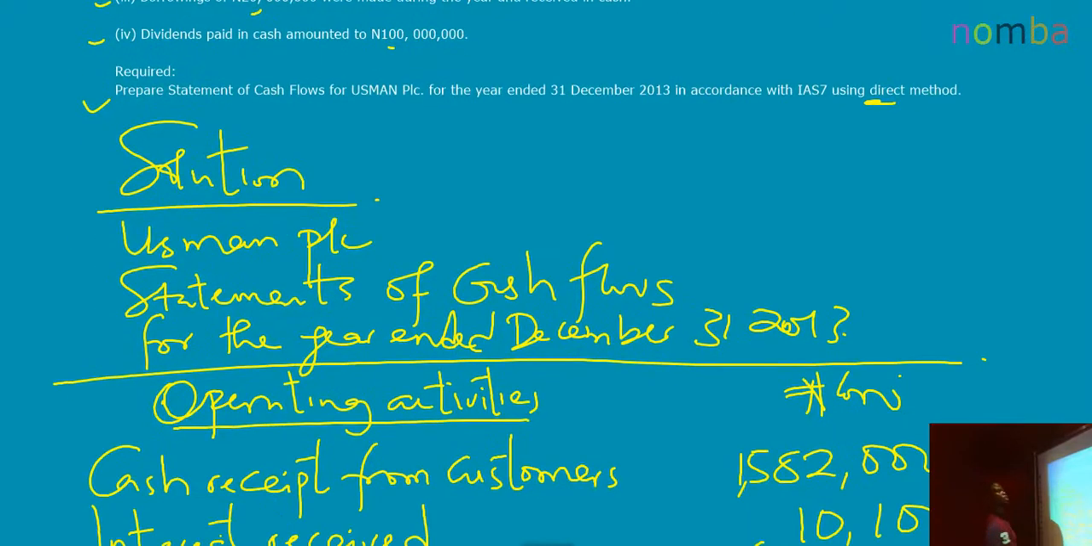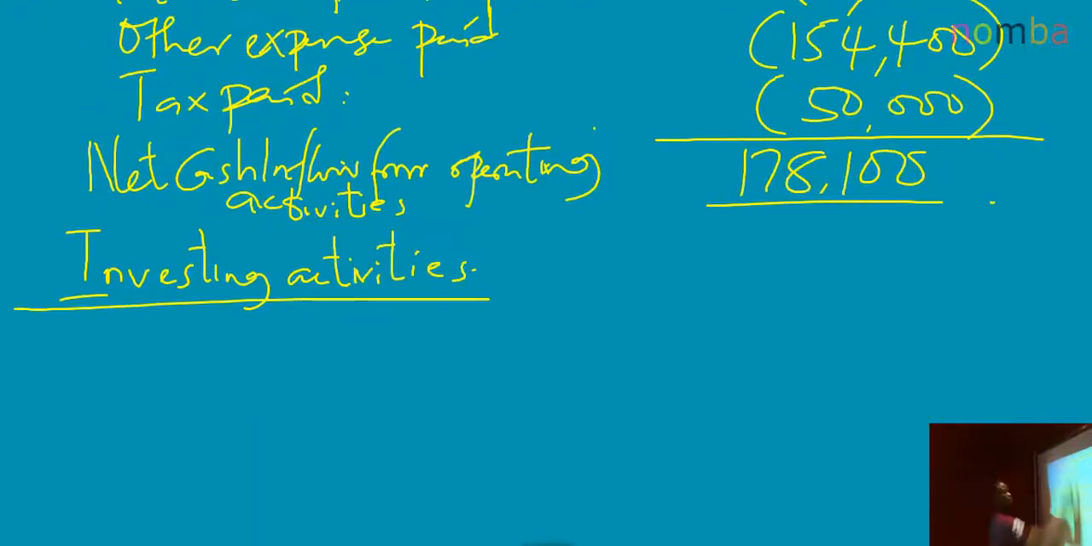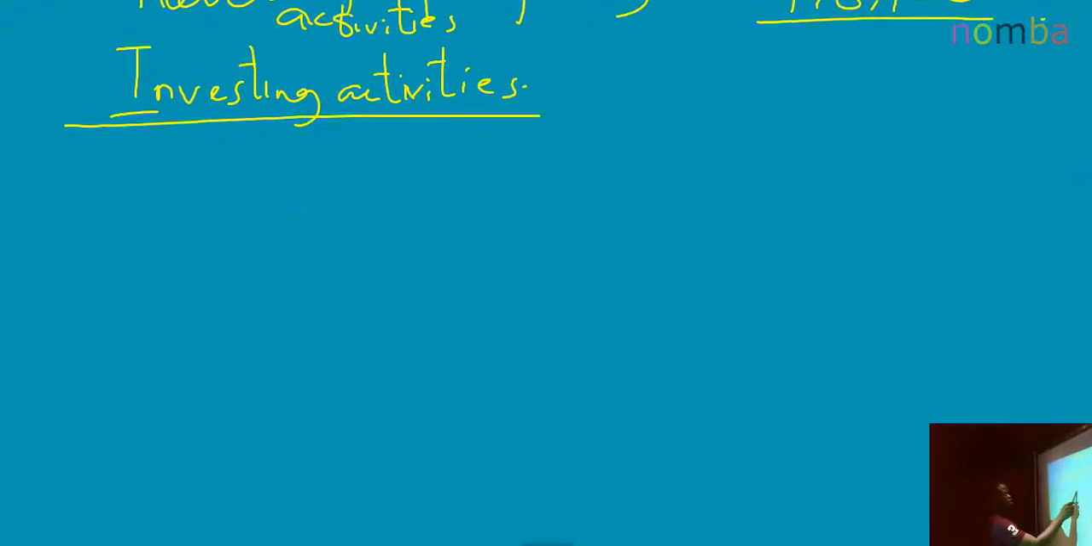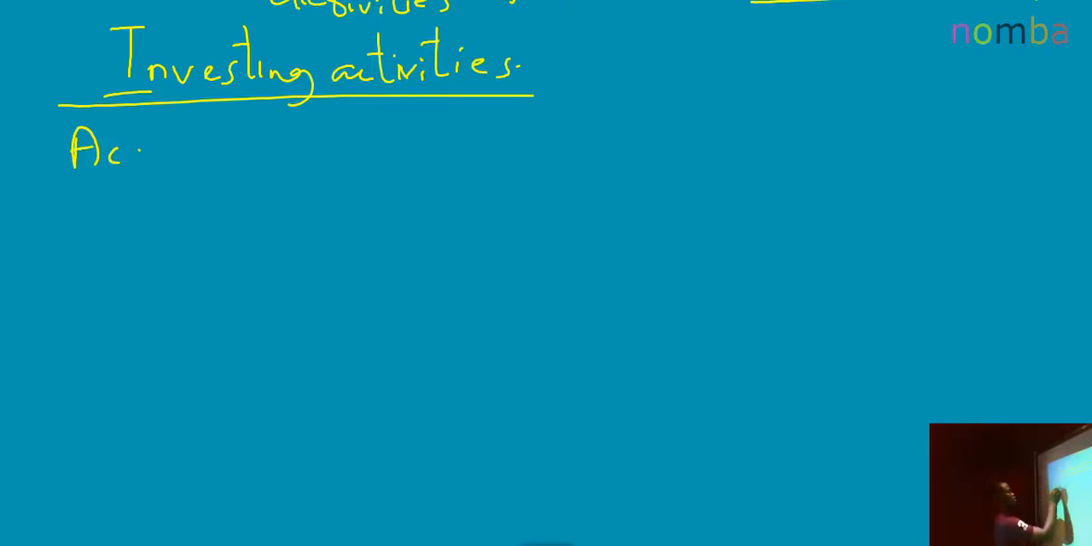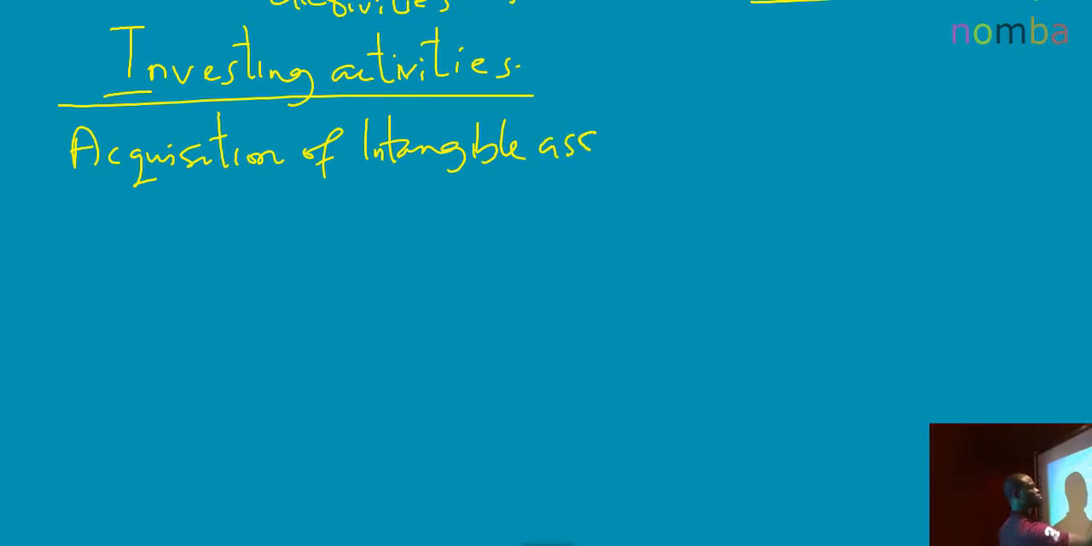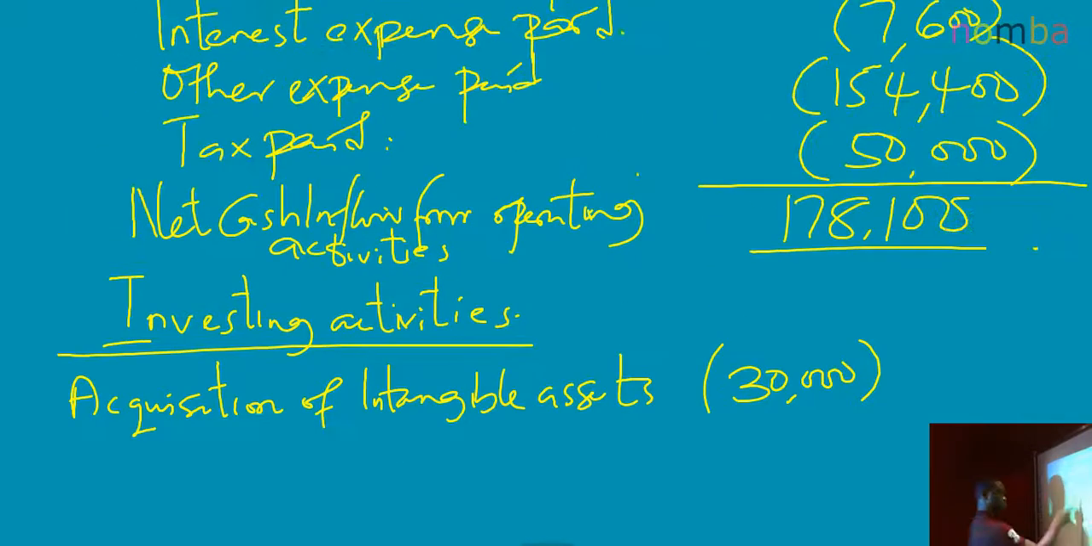So it will find its way into the statement of cash flows as acquisition of intangible assets. So I will have acquisition of intangible assets, which is 30,000. And it is an outflow.